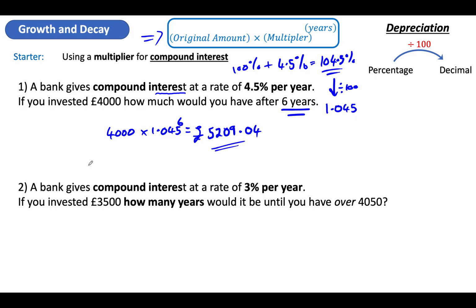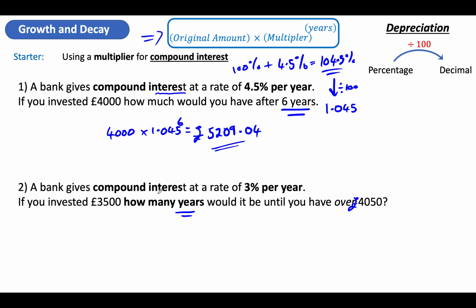And then this one. A bank gives compound interest at a rate of 3% per year. If you invested £3,500, how many years would it be before you have over £4,050? Right, okay, so we can't quite use our formula here, but we're going to do a similar thing. Let's have a look.